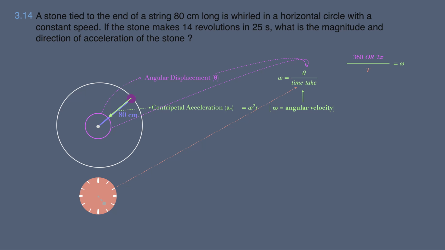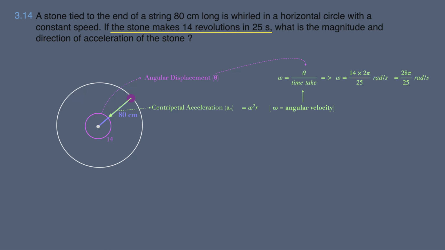Now, look at the information given in the question. The stone completes 14 revolutions in 25 seconds. So for 14 revolutions, the total angular displacement becomes 14 multiplied by 2 pi, which is 28 pi radians, and the time is 25 seconds. Therefore, omega becomes 28 pi divided by 25 radians per second. Great! Now we have our angular velocity. Let's put this into the formula for centripetal acceleration.